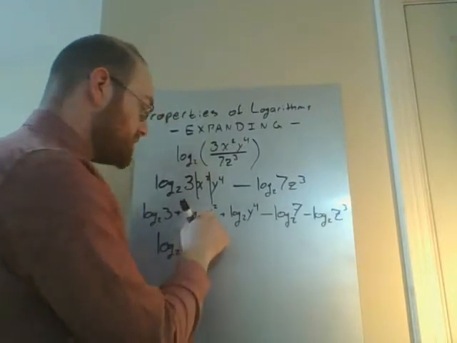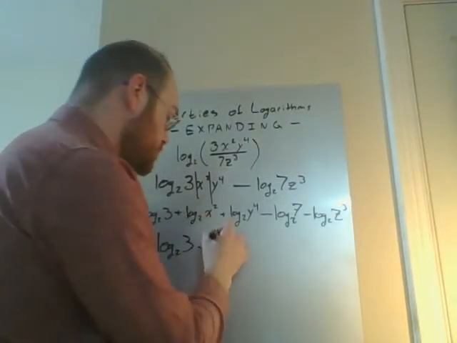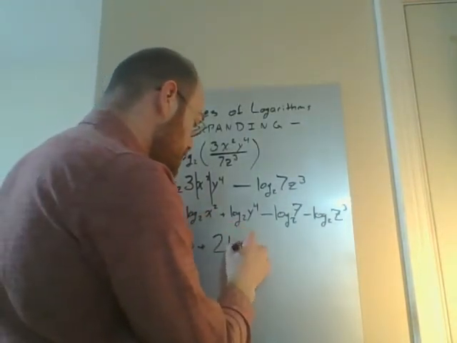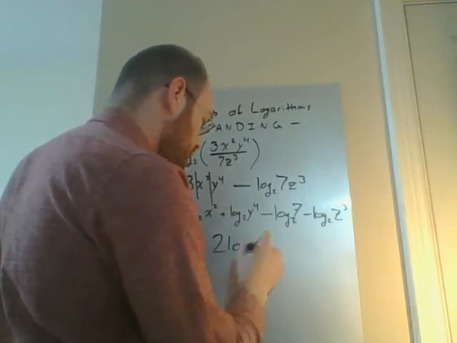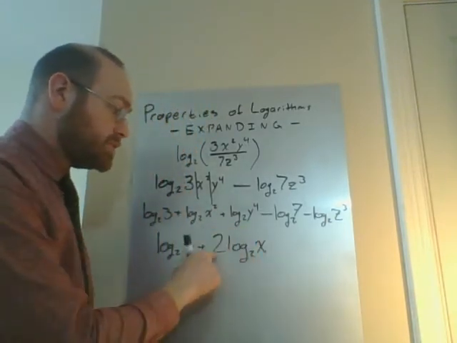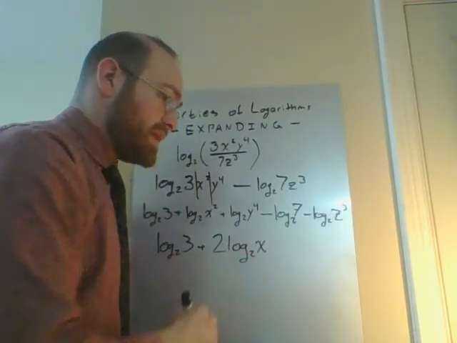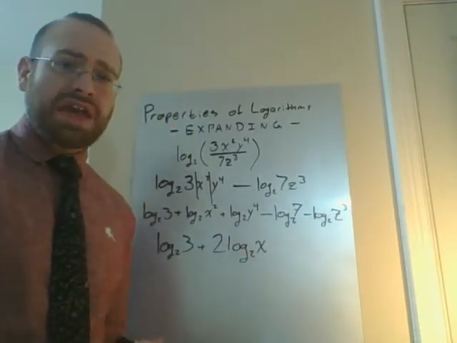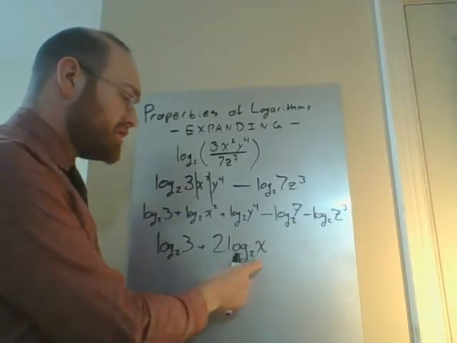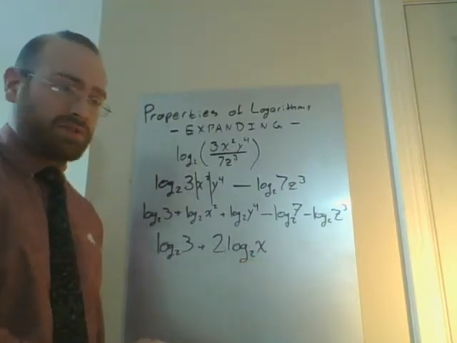But our next one has an exponent. So we're going to bring that 2 in front. So 2 log base 2 of x, the exponent has moved in front. And even though these are both 2's, it matches the base, nothing's going to happen. We're just multiplying this logarithm by 2, so nothing cancels out.